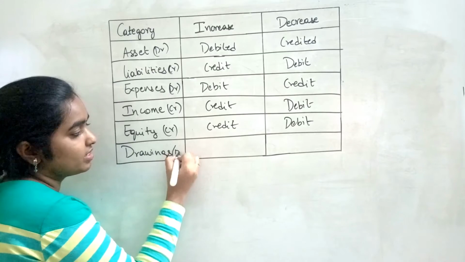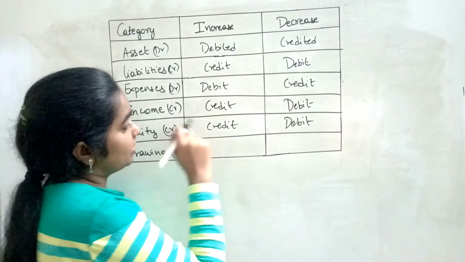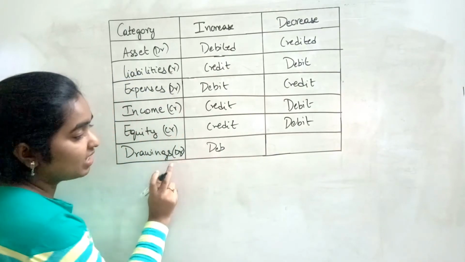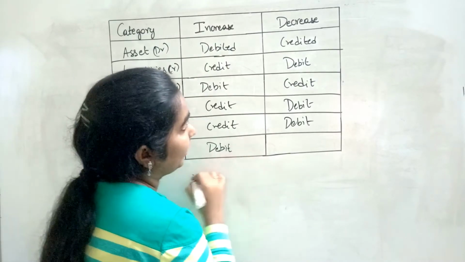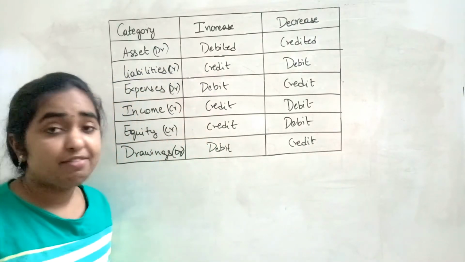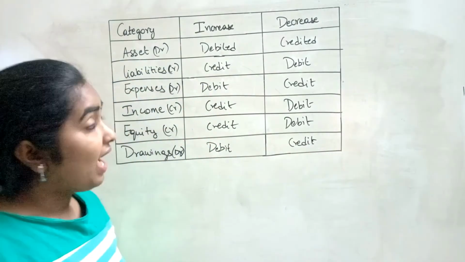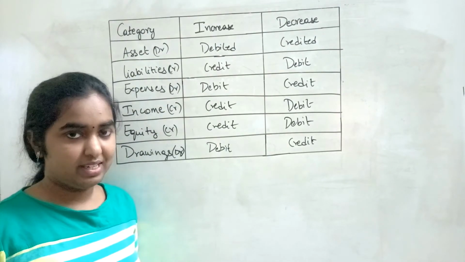Lastly, drawings. Drawings is in the nature of asset and expenses. So for drawings, if there is an increase, we have to debit it. Already it is having a debit balance. If there is an increase, we have to debit it again, and any decrease has to be credited. These are very, very important for you to pass the journal entries or anything. So that is all about the rules of the account, which are based on the accounting equation.